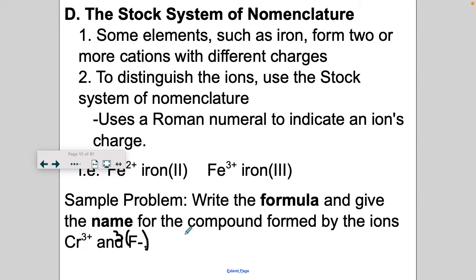So let's write the formula first, okay? So I'm just going to say Cr, and then fluorine, and I had 3 fluorines. That's it. Okay, now I have to name it. So the cation's just the name of the element. Cr is chromium.